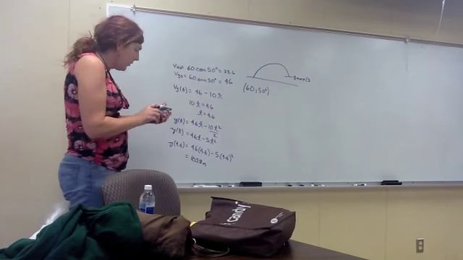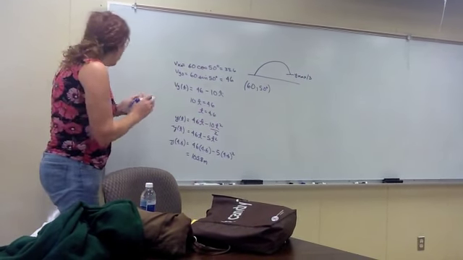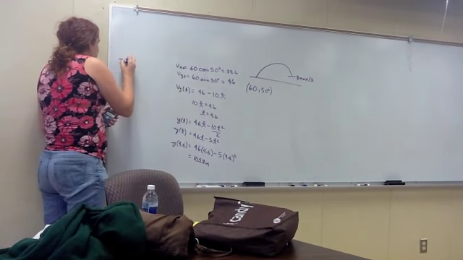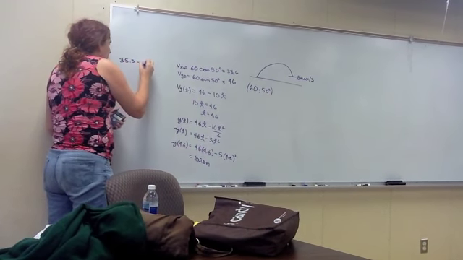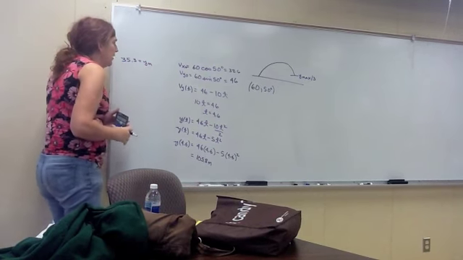So y max over 3, we just divide that by 3. And we want to know when it gets to about 35.3.